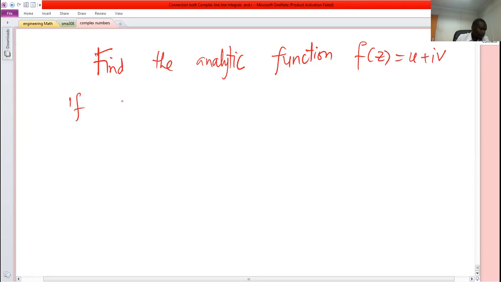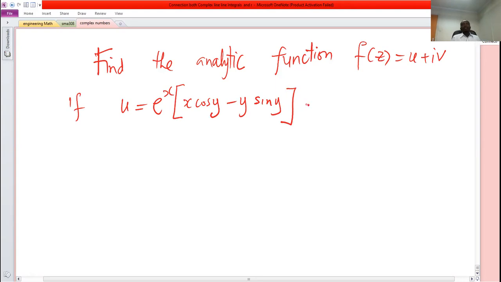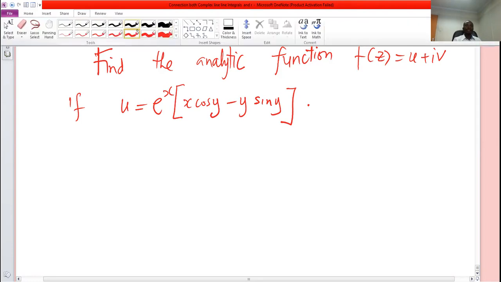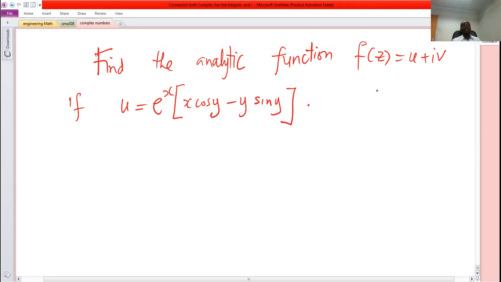if u is given by e raised to the power x times x cos of y minus y sine of y. This is a problem. So here the question is as good as asking you to find the conjugate harmonic of u, and once you have found it, then you write u plus iv.